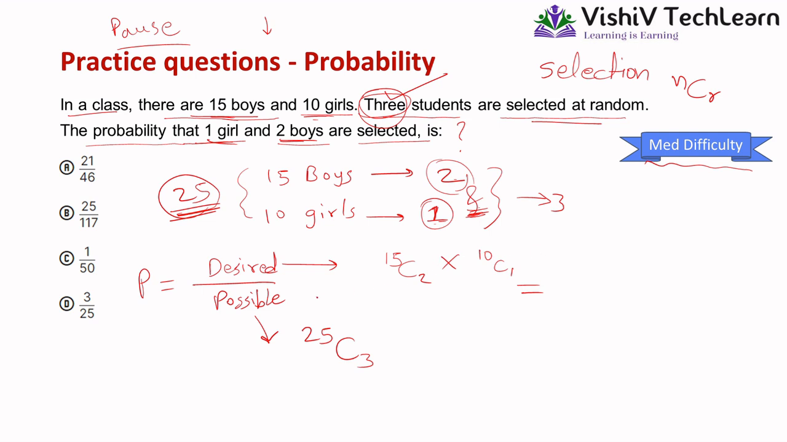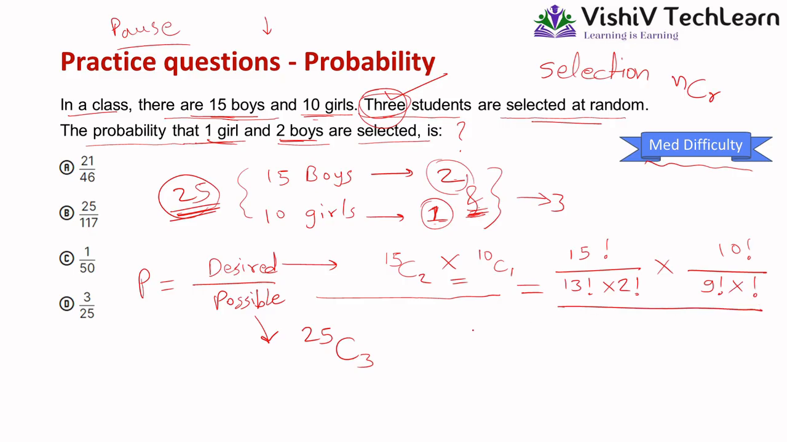So it will be 15C2 into 10C1 divided by 25C3. Let's split it using the formula. So it will be 15 factorial upon 15 minus 2, 13 factorial into 2 factorial, multiplied by 10 factorial upon 10 minus 1, 9 factorial into 1 factorial, divided by this 25C3, so 25 factorial upon 25 minus 3, which is 22 factorial into 3 factorial.